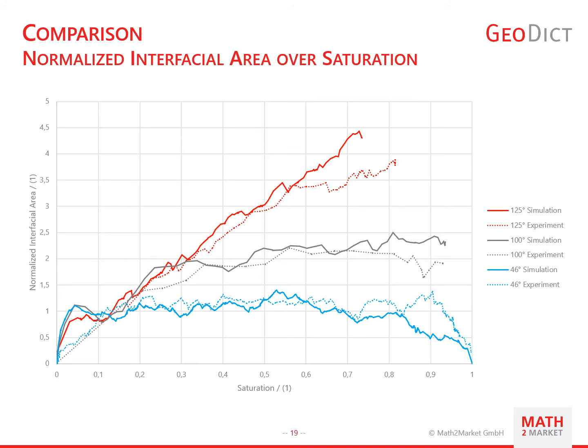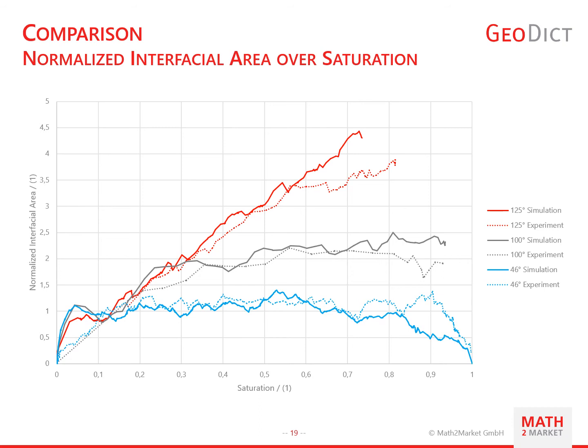In a second step, we compared the interfacial area over the saturation for the 3 contact angles. Note that the interfacial area is normalized with a straight domain boundary area after the inlet region. A normalized area of 1 then corresponds to a straight vertical line going from left to right. In addition to the visual agreement, we get a very nice match for all contact angles with respect to this measure.